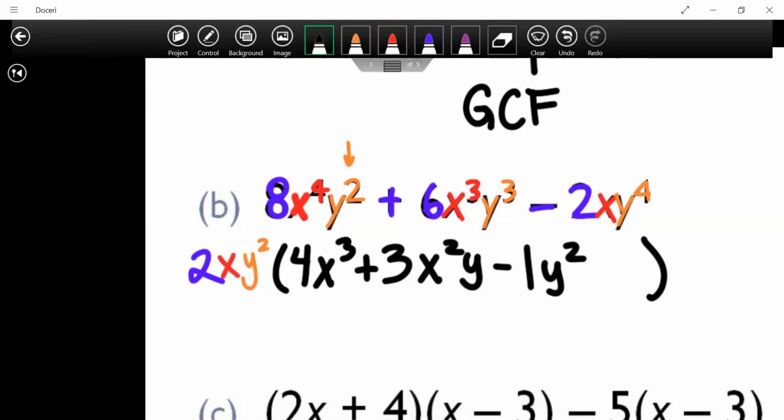You can leave it as y squared. If you want to leave it like that, I see what you mean. You can leave it as just y squared.